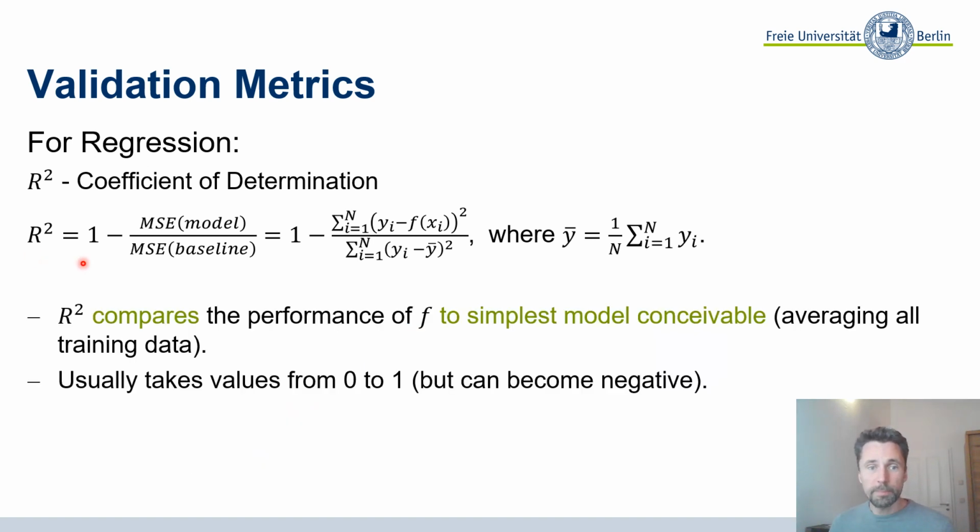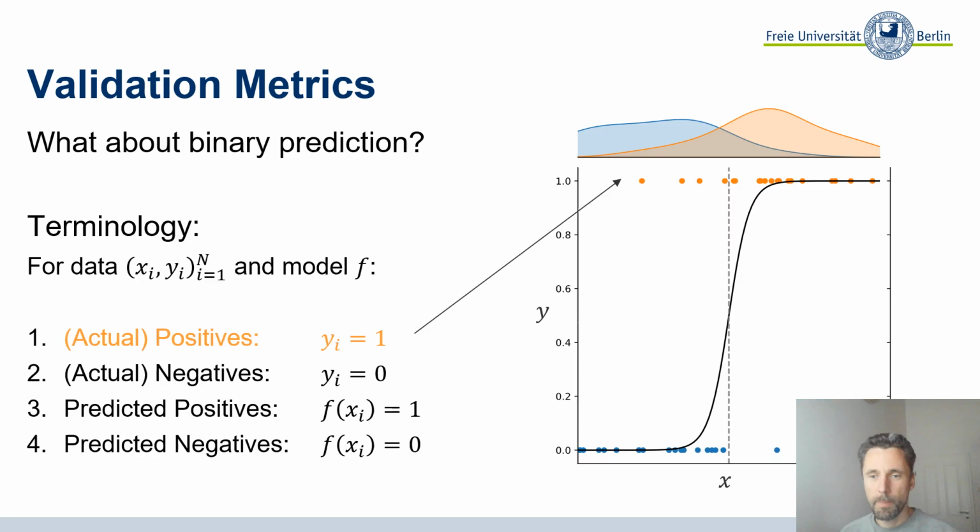So R squared compares the performance to the simplest model possible. We don't have to use the average. We can compare this to other models that we want, but in linear regression we usually use the average. R squared is usually between 0 and 1, but sometimes, if we have a really bad model, it can become negative.